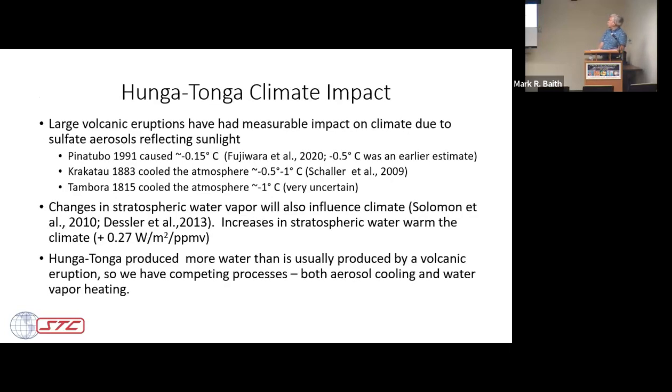Okay, so now I'm going to go to the last part of this talk, which is climate impact. So large volcanic eruptions have had a measurable impact on climate due to sulfate aerosols reflecting sunlight. So Pinatubo in 1991, well, it was originally thought it was about 0.5 degree centigrade cooling of the surface, but Fujiwara in 2020 corrected that, saying that they included some El Nino effects, and so the number should be about 0.15.